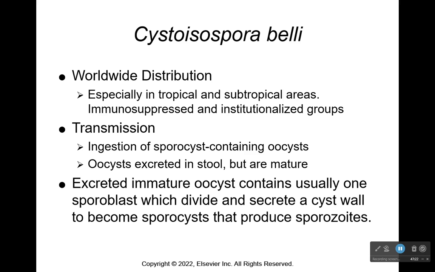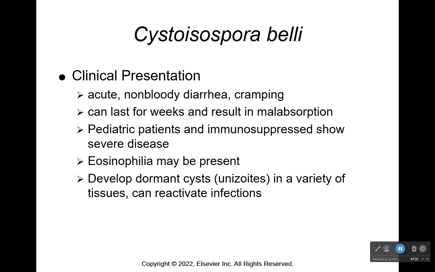Another one is Cystoisospora belli. This one's more in tropical areas, affects more people that are immunosuppressed. So not as common. You have acute diarrhea, but it's not bloody. You have cramping, can last for many weeks. This one, a lot of times eosinophilia is present. Even though our eosinophils increase in any parasitic infection, they are especially prevalent in this one.